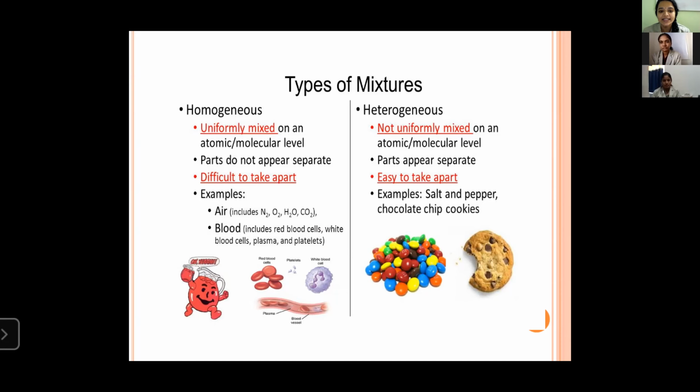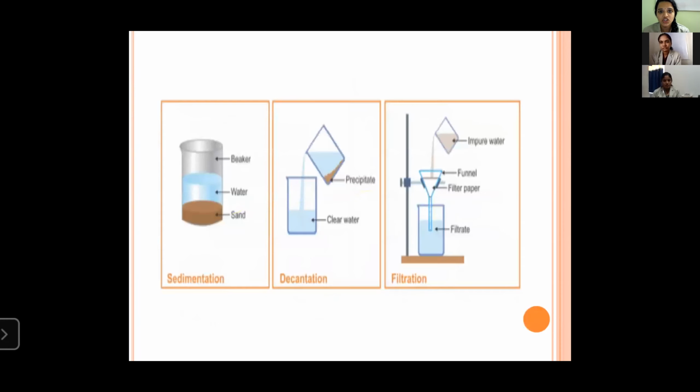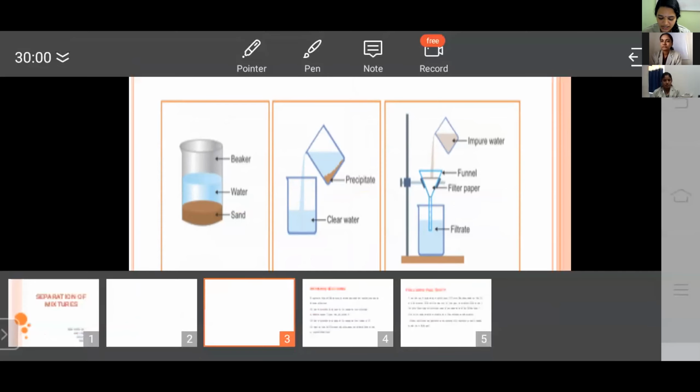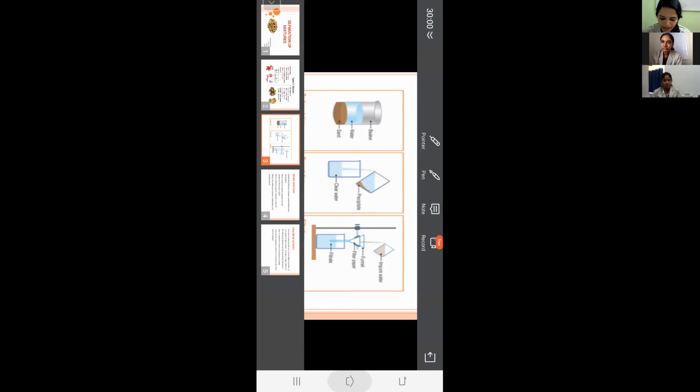First, let's deal with how to separate heterogeneous mixtures. Heterogeneous mixtures can be mainly separated by 3 methods: sedimentation, decantation, and filtration. To understand these 3 processes, let's see a video.